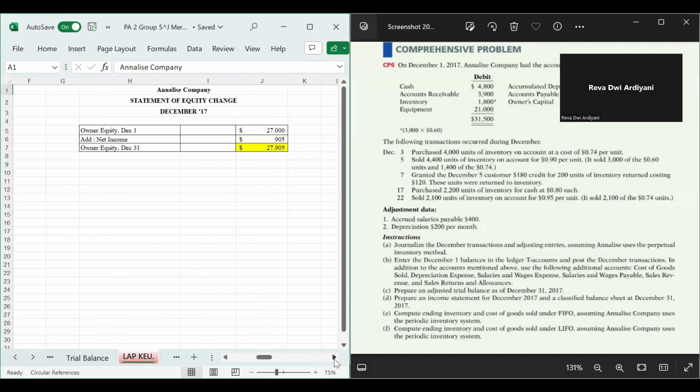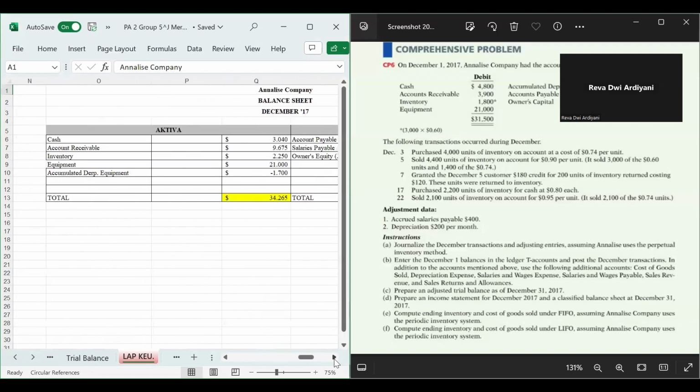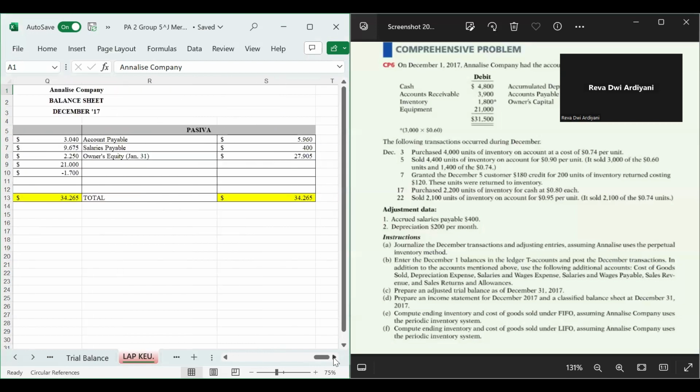In the statement of equity changes, the total is $27,905. Okay, next. And last, in the financial report, the balance sheet, the total is $34,265. Okay, thank you, moderator.